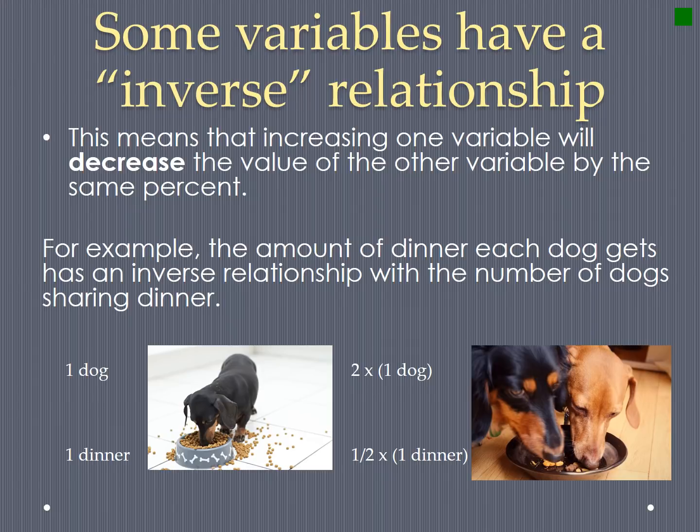Another type of relationship is the inverse relationship, which means that increasing one variable will decrease the value of the other variable by the same percent. An example we have here is that the amount of dinner each dog gets has an inverse relationship with the number of dogs that are sharing a dinner. So one dog gets a whole dinner, where 2 dogs sharing that dinner would each get a half of a dinner.